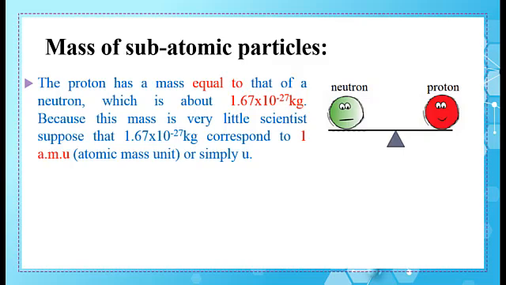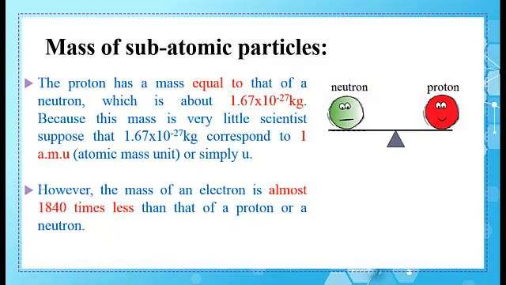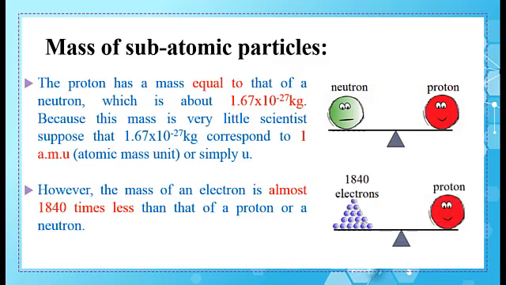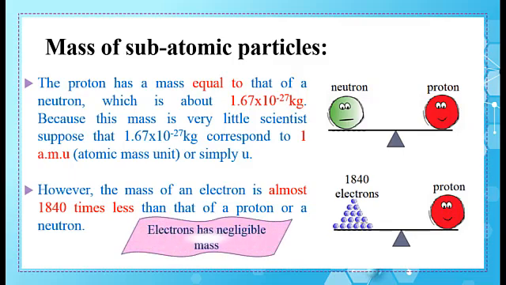What about the mass of the electron? The mass of an electron is almost 1,840 times less than that of a proton or a neutron. That means it takes up to 1,840 electrons to have a mass equal to 1 proton. We can say that electrons have negligible mass, or mass equal to 0.